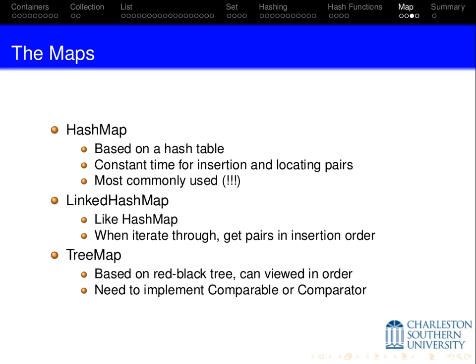Linked hash maps basically preserve order if you need to ever iterate through it, but try to avoid it. It has some extra overhead. And tree map, what's nice about it is it actually gives you everything in sorted order. All right.